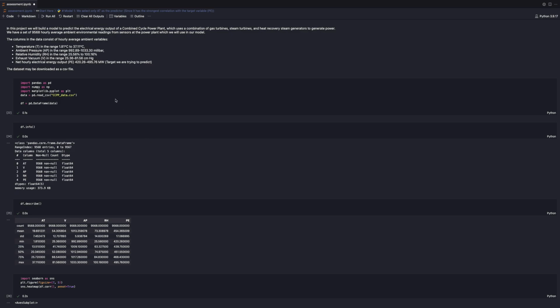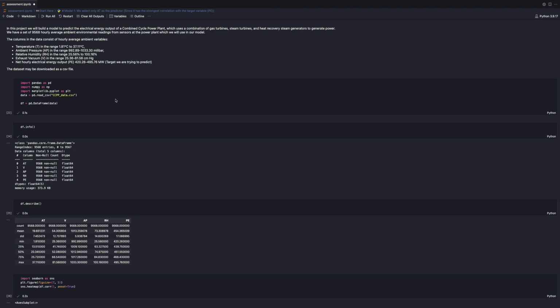Hello, everyone. Today, in our project, we will be building a model to predict the electrical energy output of a combined cycle power plant, which uses a combination of gas turbines, steam turbines, and heat recovery steam generators to generate power.